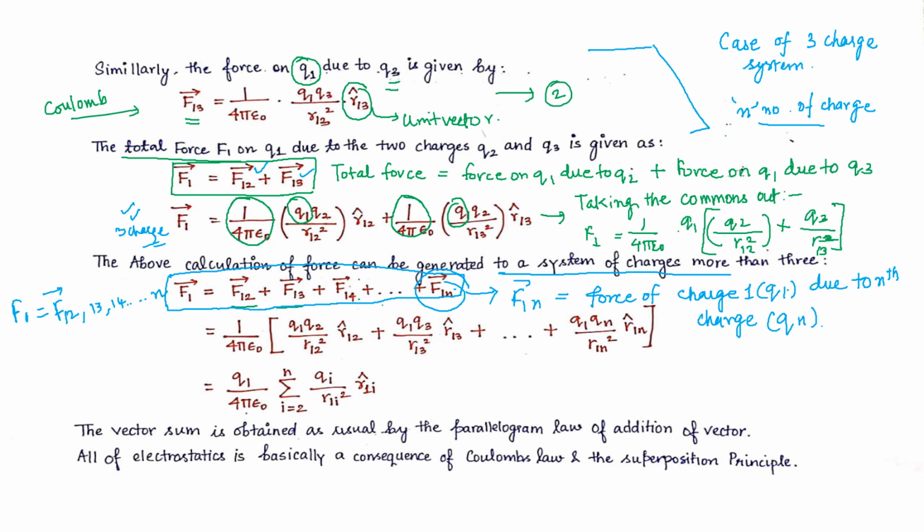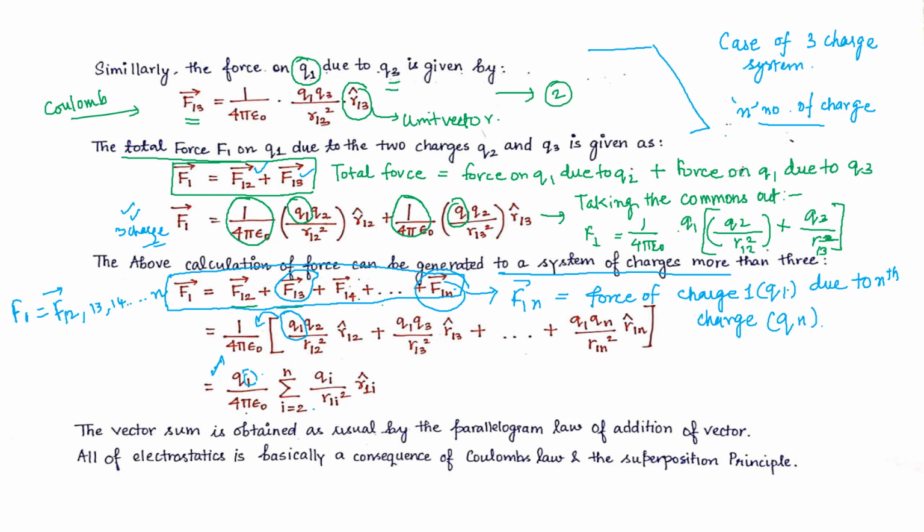This second value here denotes force on charge 1 due to charge 3. The common value is 1 by 4 pi epsilon naught, and Q1 is also common, which will come here. See in this equation, Q1 divided by 4 pi epsilon naught into sigma, where i goes from 2 to n.